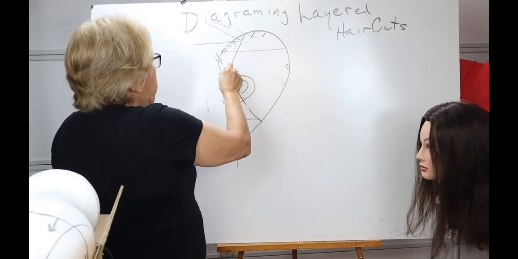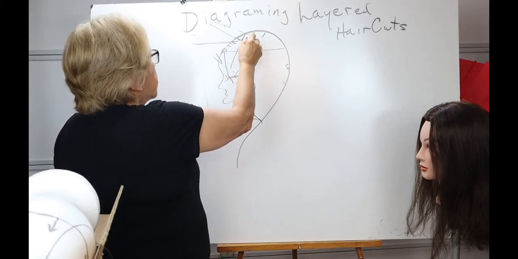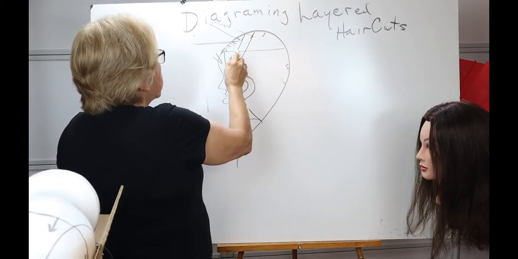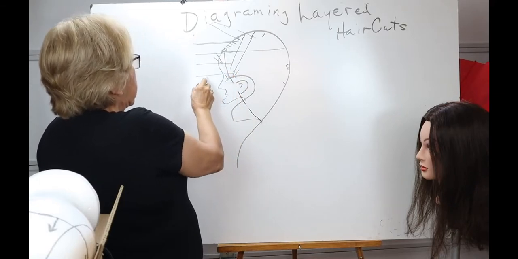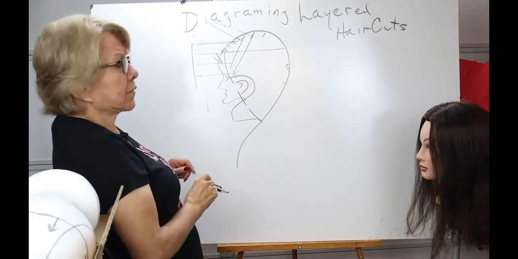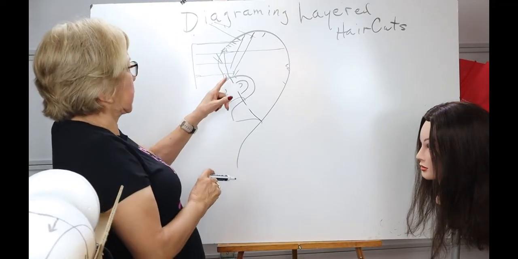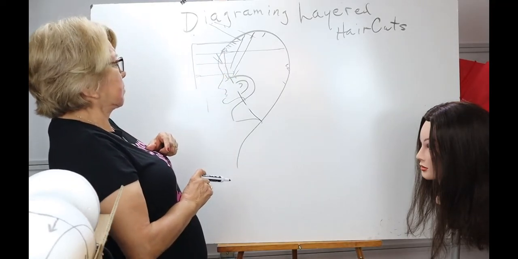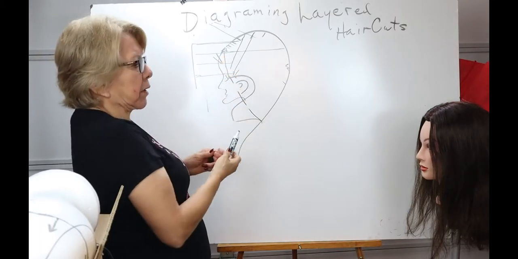Again, it's recommended that you do your lines diagonally when you hold it out. The reason for that is the head is round. Now you're going to be cutting it straight up and down, but the top is going to be longer. Where's it going to be the shortest when we do this? Okay, right here at the temporal area, because that actually inverts a bit.